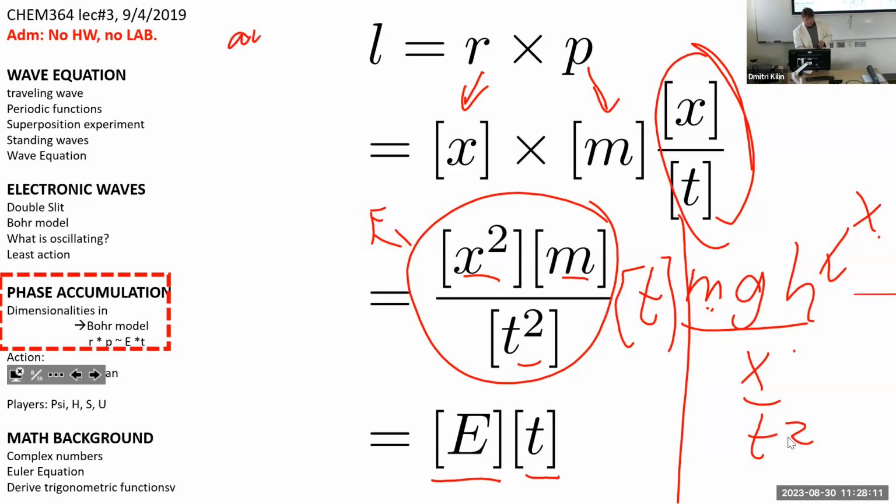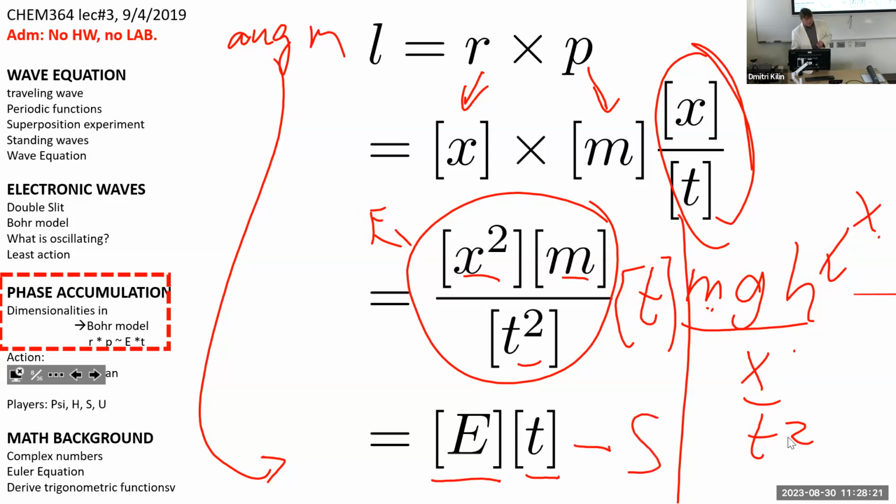Dimensions of angular momentum are the same as dimensions of energy times time. Actually, yes, it is dimension of action. So action and angular momentum have the same dimension. Why do we waste our precious time on this little observation, this little exercise?